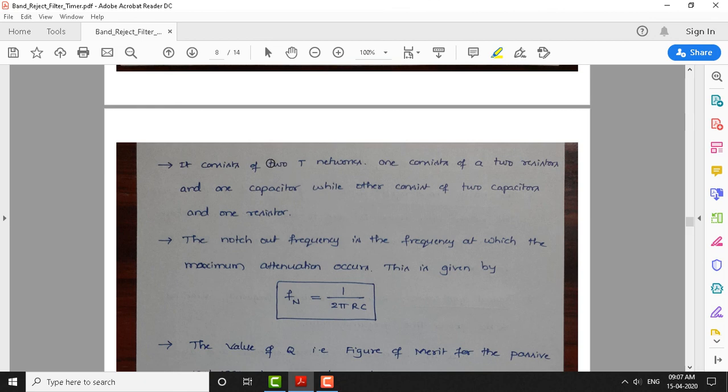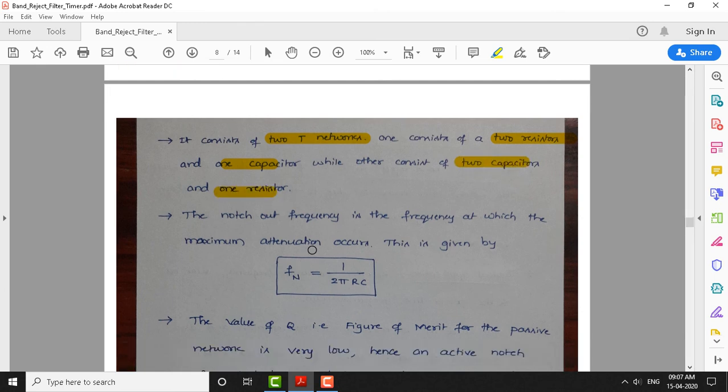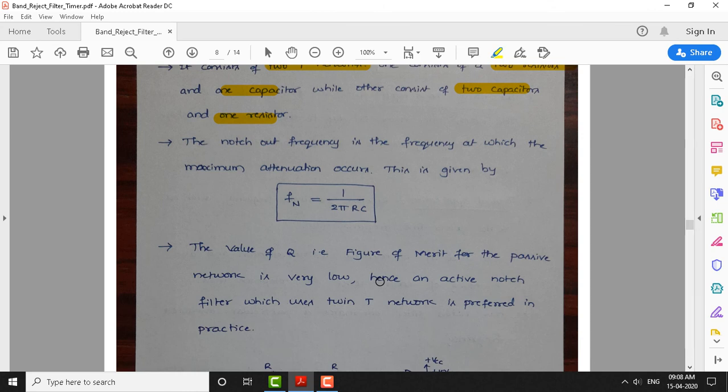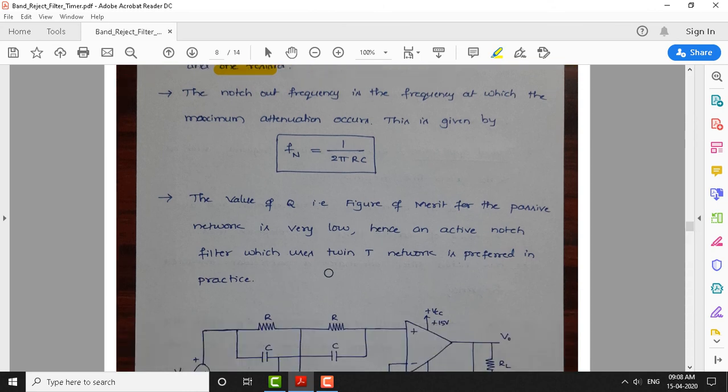Now let us see the frequency of operation here. The notch filter consists of two T networks. One consists of two resistors and one capacitor, as we have seen already in the circuit diagram, while the other consists of two capacitors and one resistor. The notch frequency can be estimated using this formula: Fn equals 1 by 2 pi RC. Here the value of Q or figure of merit for the passive network is very low.